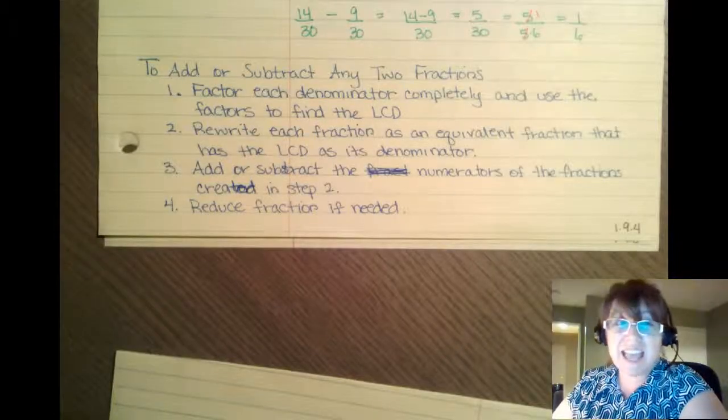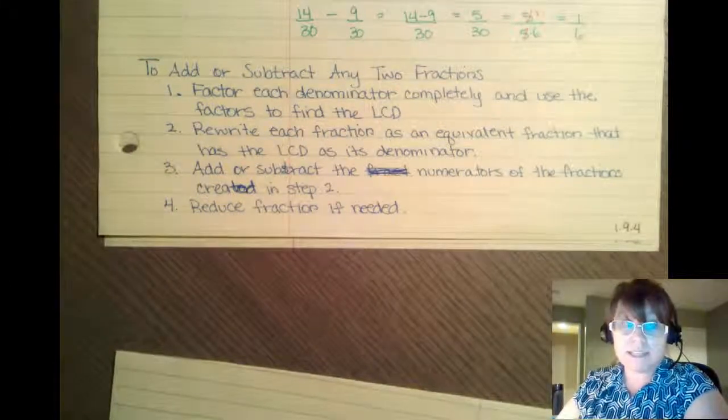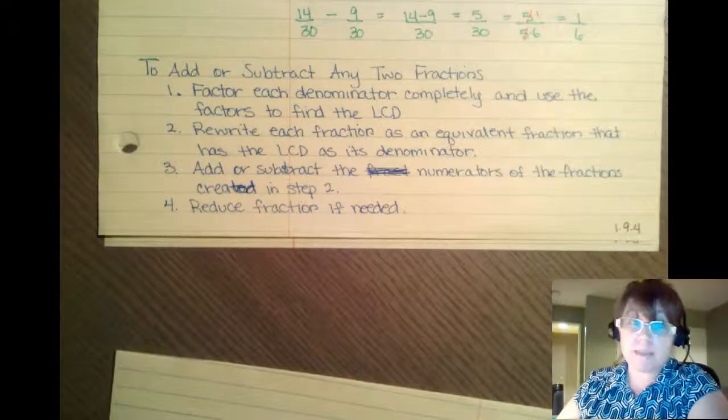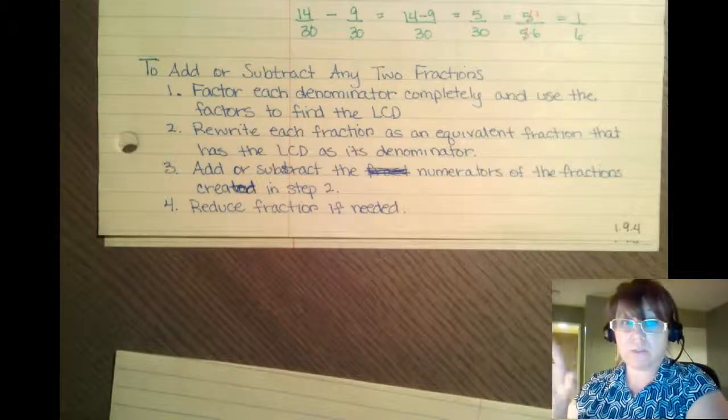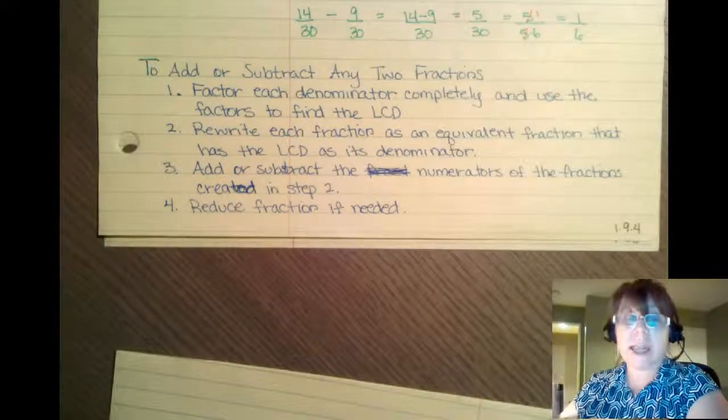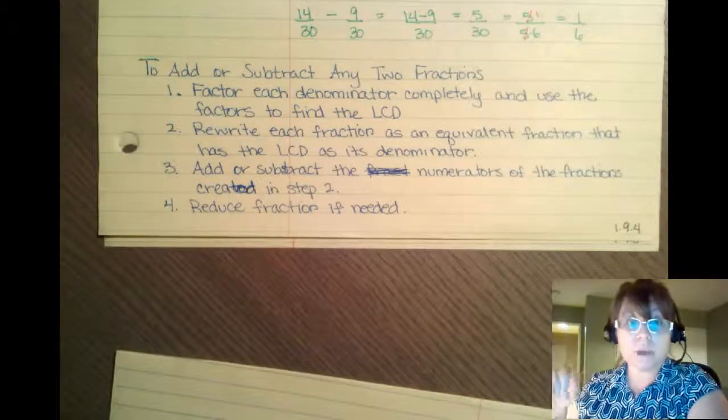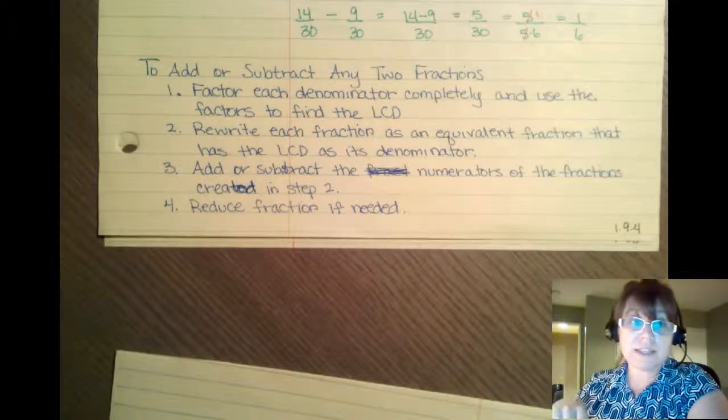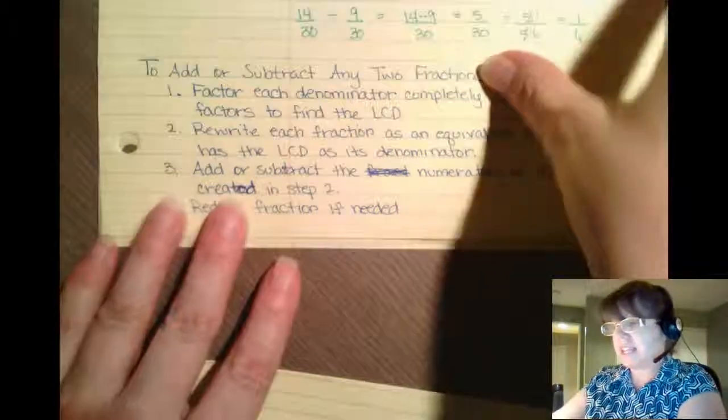Then the nice thing is to add or subtract any two fractions, we just follow these 4 steps. One is, if the denominators are the same, we can just add or subtract. We don't have to do any more math. But if they're different, we're going to factor each denominator completely, which means it's prime factorization. And then we're going to calculate its lowest common denominator. We're going to rewrite each fraction as the equivalent fraction, so it has the LCD as the denominator. We're going to do our addition or subtraction of the numerators. And then the last step is we're going to reduce the fraction if necessary.